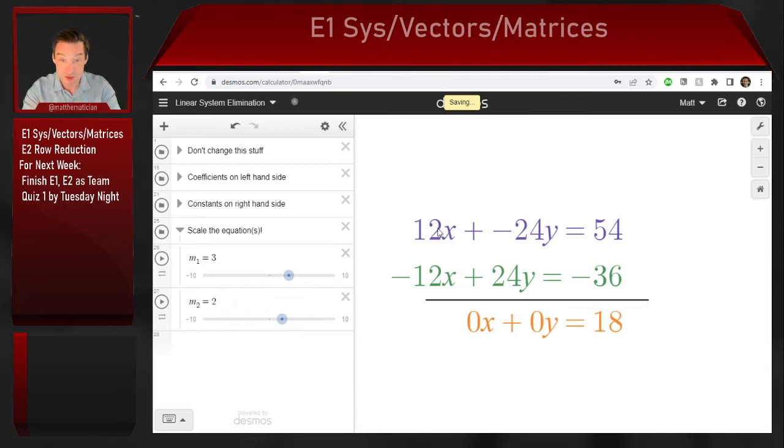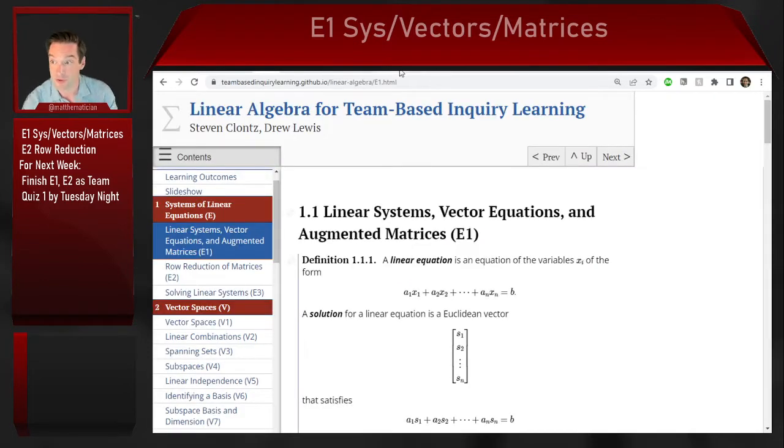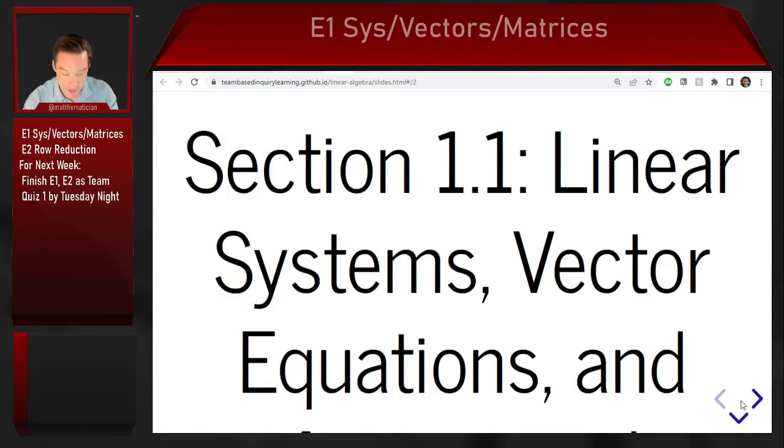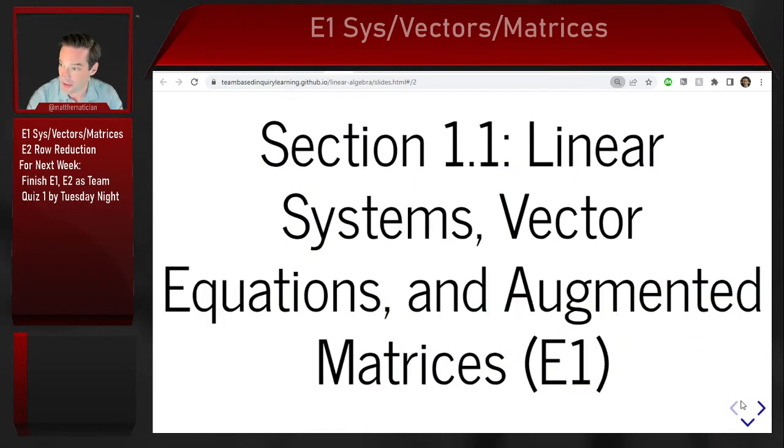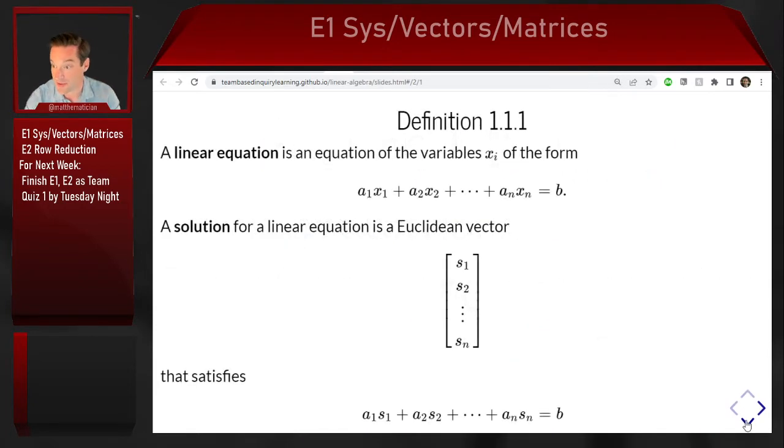It says, well, let's just write the numbers, 12, negative 24, 54, negative 12, 24, and minus 36, and let's just do arithmetic on those numbers instead. And when it's convenient, we'll remember that that actually stands for these equations, and vice versa. We can do all the same work in any of these three different perspectives. And so our job is going to be to gain some flexibility and familiarity with each of these different perspectives on what a linear system of equations is really telling us.